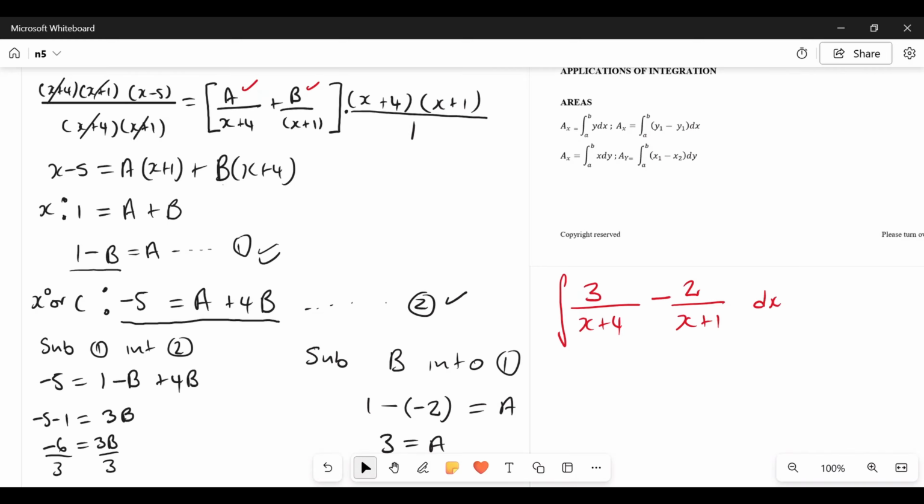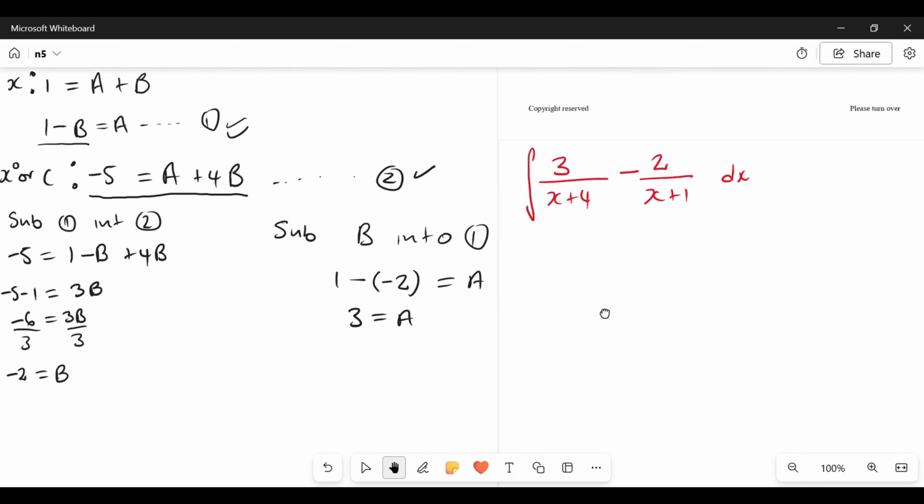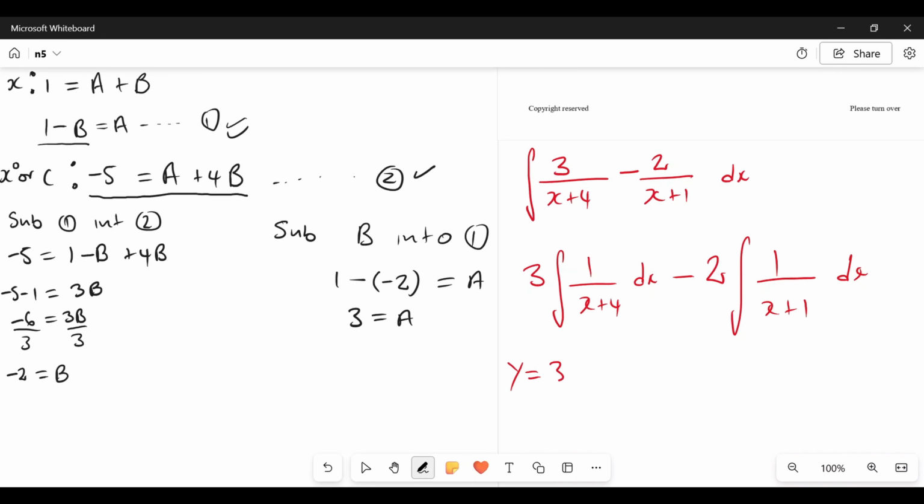So we need to simplify this further so that you are able to integrate it. So let me create a bit of space here. We can do the following. We can take out 3, and then the integral, we have 1 over x plus 4 dx, minus, and then we take out 2 there. We're going to have the integral of 1 over x plus 1 dx. There we go. And then from there, we integrate. y is going to be equal to 3 ln of x plus 4, minus 2 ln of x plus 1, close bracket, plus c.